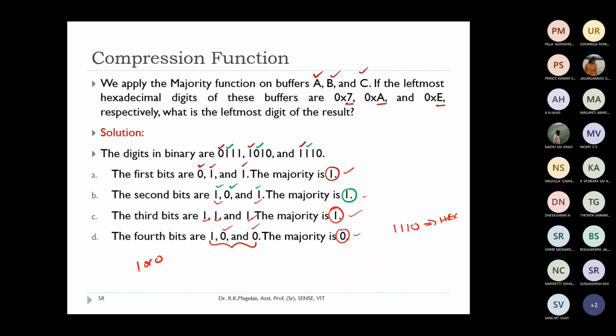Okay. This is a shortcut way to do this majority function. That's all.